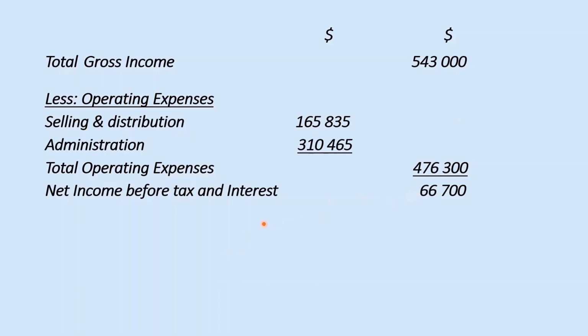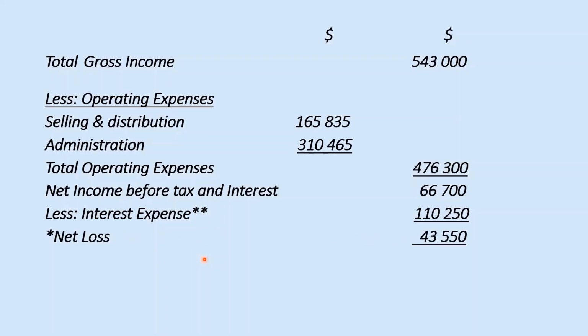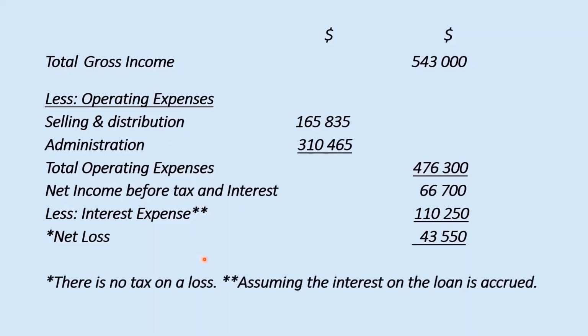If we take the loan as the interest being accrued, then we will have to minus the interest here, and that is 110,250. So we end up with a net loss of 43,550. And you don't pay taxes on a loss, so you can't take 25% of this.